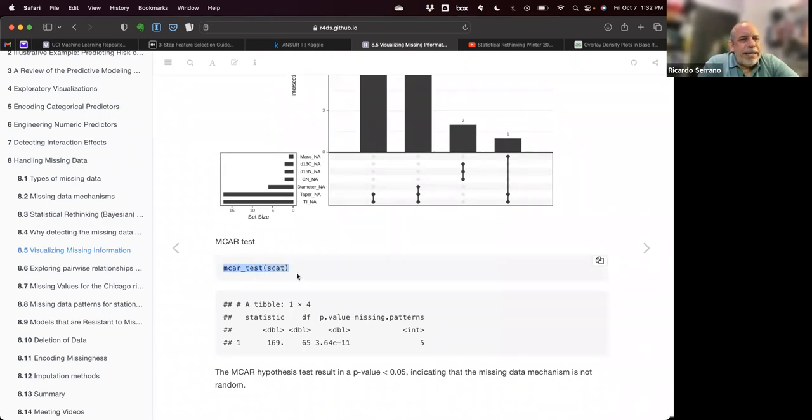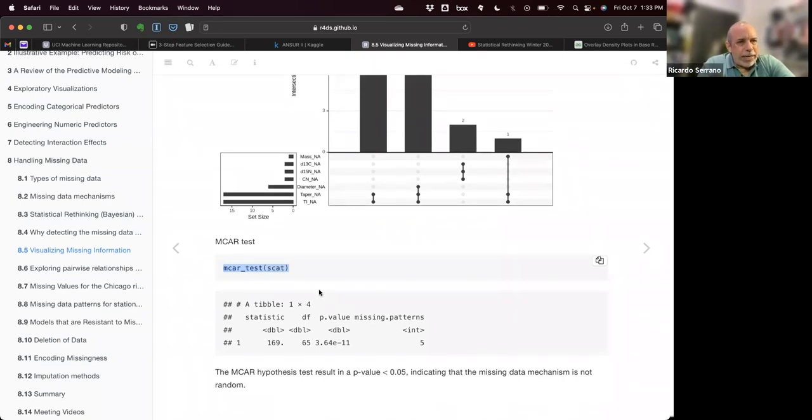Let's do a test to see if this data set is MCAR or not. This is what is called a chi-square test, similar to the ones we do to see if there's a relationship between categorical variables. But now we're taking the missingness. It transforms the data set internally into missing and non-missing, and then tries to see if there's any pattern between the variable that is missing and the other variables, as a whole.